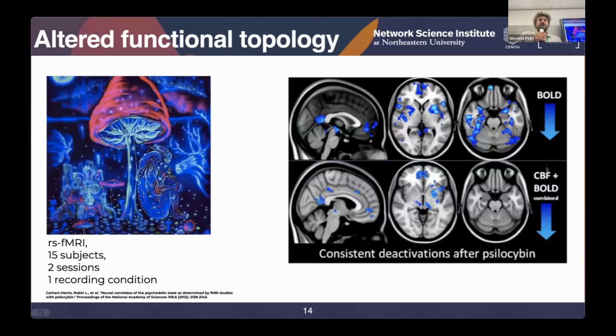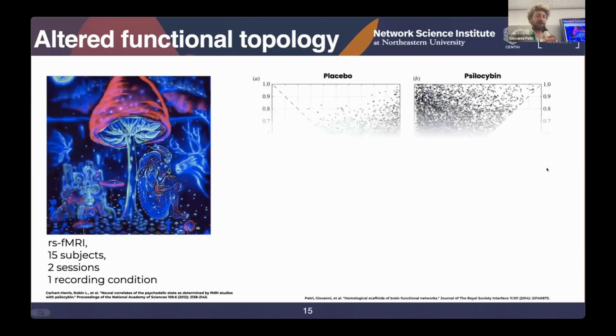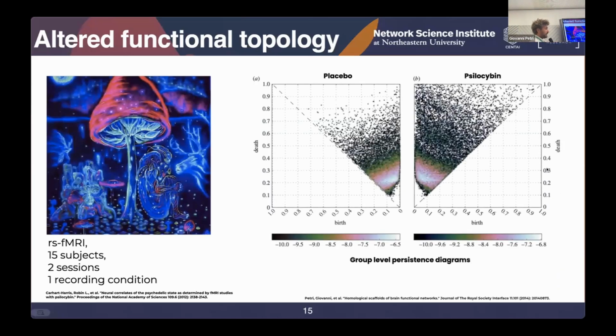We considered those correlation matrices as a metric space, so we could do the persistent homology approach that I described earlier, pulled back into this correlation space, and we end up with something that looks like this, okay? Now, these are group persistence diagrams, in the sense that we just put together all the dots that we had for the two groups, 15 subjects, well, the same 15 subjects. Once they were high, once they had placebo, and another time they had psilocybin. It's flipped just so that it looked prettier.